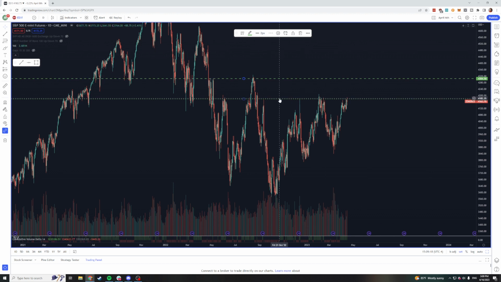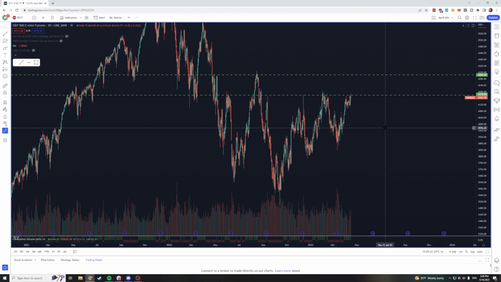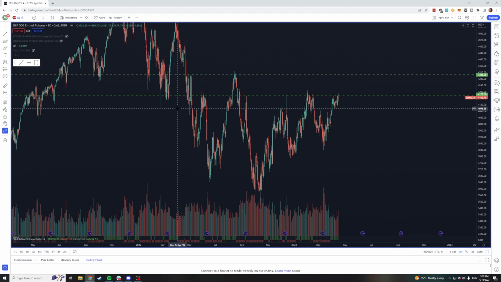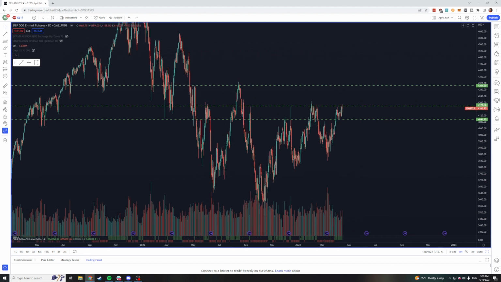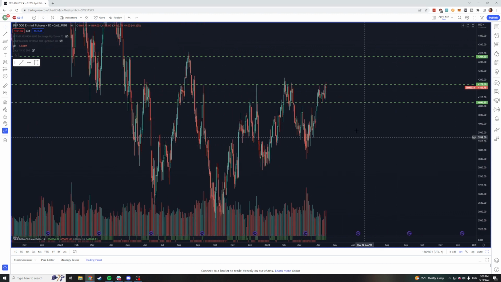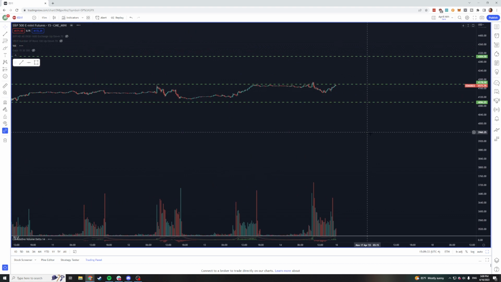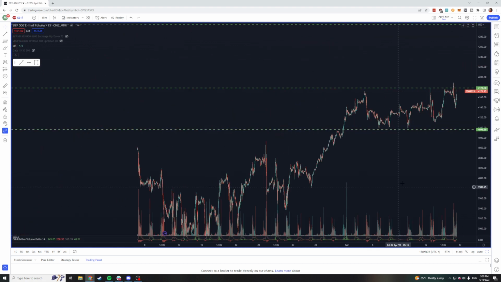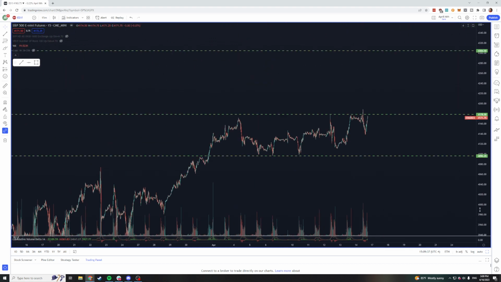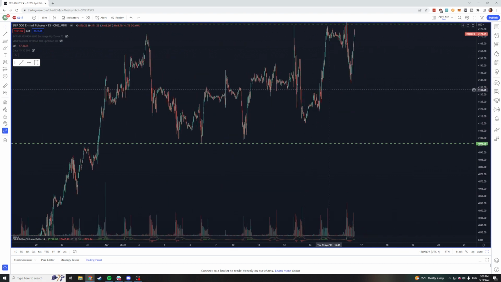Nothing crazy there. We did see post-CPI the thesis play out essentially as I called it. I was looking for downside post-CPI. They came up. I'll zoom into the 15-minute chart. You can actually look at this. Let's blow this up a little bit.